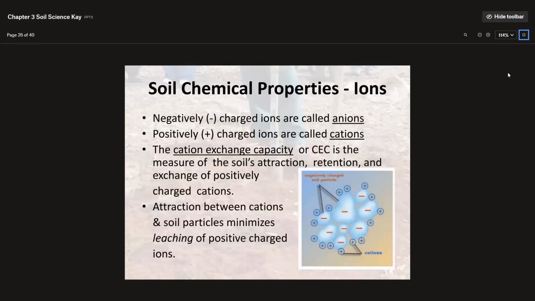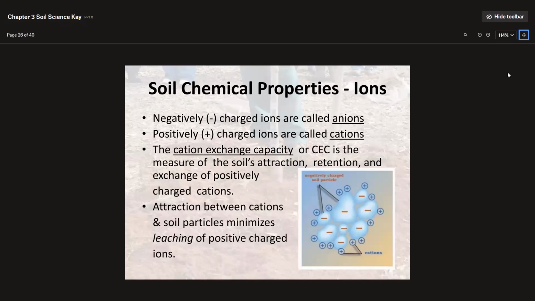Okay, soil chemical properties. Let's talk about ions. There are ions in the soil. There are negatively charged ions, and they are called anions. The positively charged ions are called cations. So you can kind of remember that by cats are positive, right? Cats are positive, and the negative ones are anions. Anyway, the cation exchange capacity, or CEC, is the measure of the soil's attraction, retention, and exchange of positively charged cations. Okay? The attraction between cations and soil particles minimizes leaching of positively charged ions.